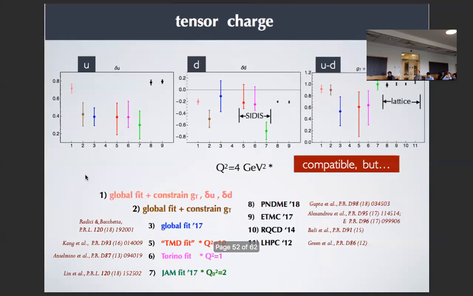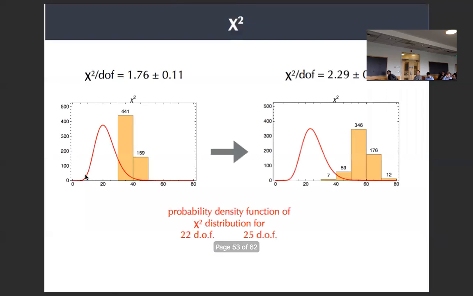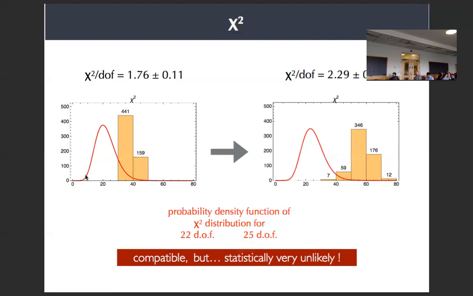Now, we have compatibility, but we have to pay a price. And the price we pay is that the chi-squared becomes really bad. We go from 1.76 to 2.29. And basically, there is no overlap between the area covered by these histograms and the ideal situation. Okay? So in other words, we do have a set of replicas that are compatible with the results from lattice, but this combination is statistically very unlikely.